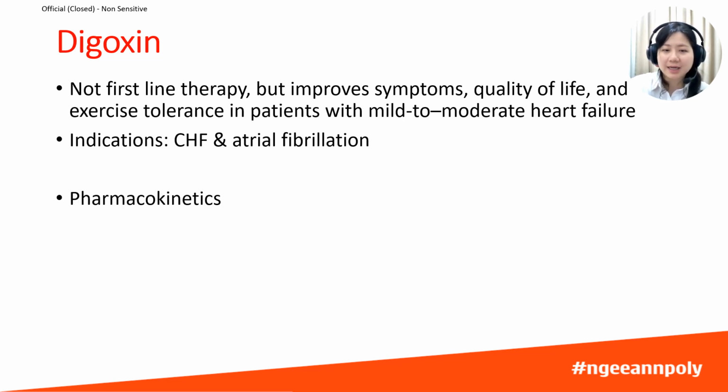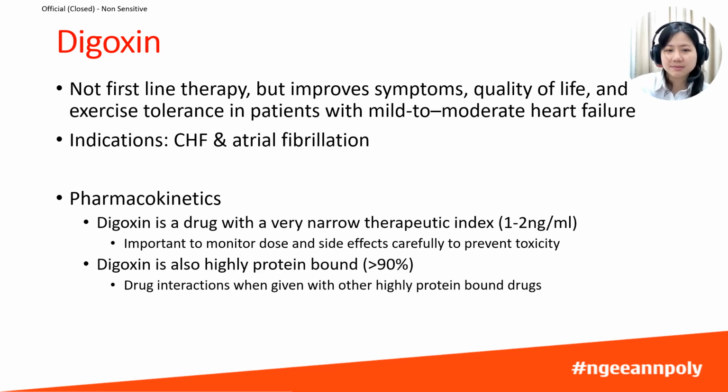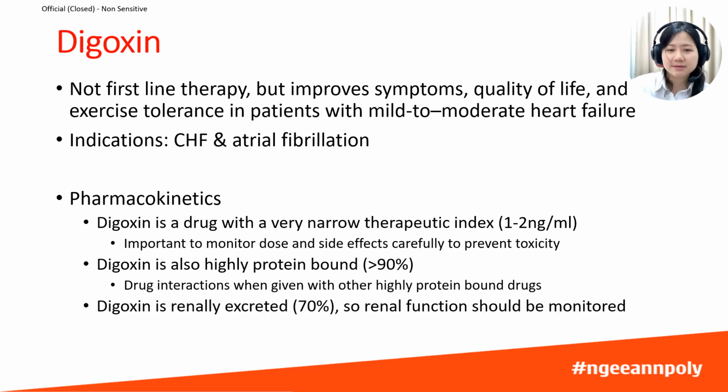Let's look at the pharmacokinetics of digoxin. Digoxin is a drug with a very narrow therapeutic index, and the plasma drug concentration needs to be kept within 1 to 2 nanograms per ml. So it is very important to monitor the dose of digoxin and the side effects carefully to prevent toxicity. Digoxin is also highly protein bound, and so it can interact with other highly protein bound drugs. Digoxin is 70% renally excreted, so renal function of the patient should also be monitored when they are on digoxin.